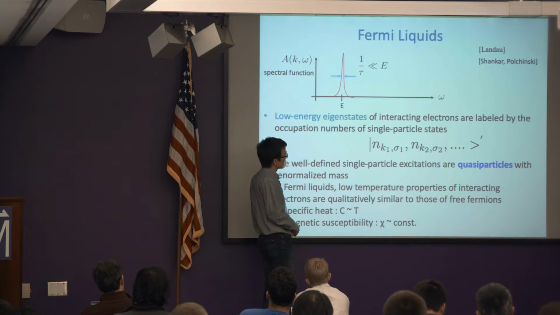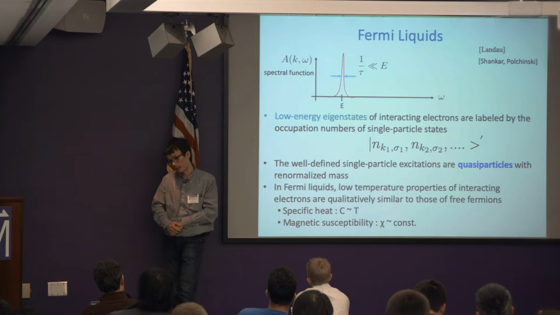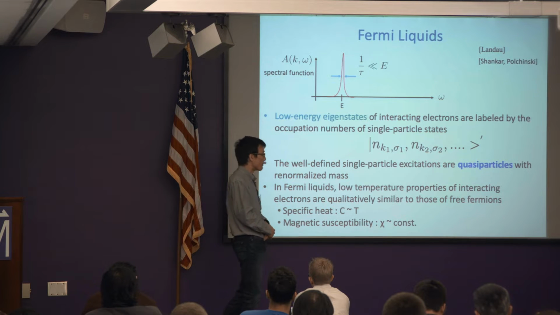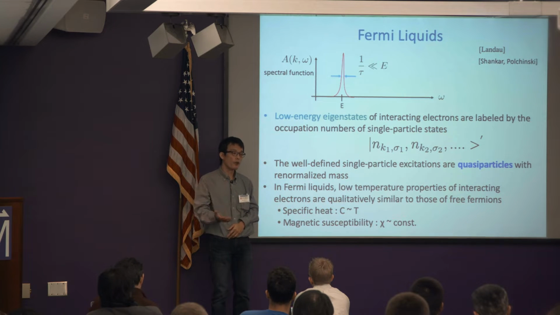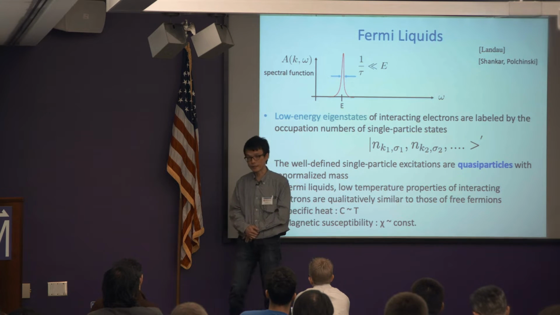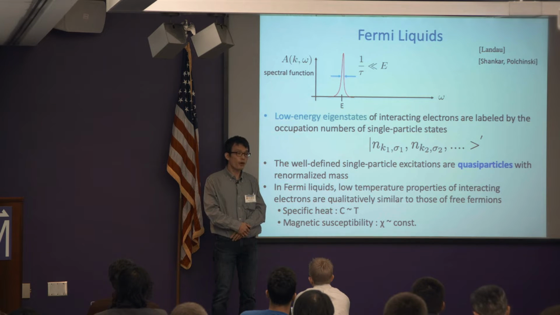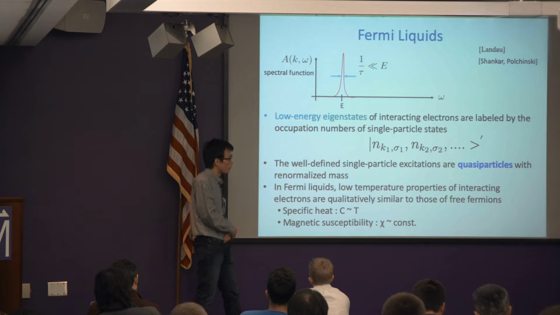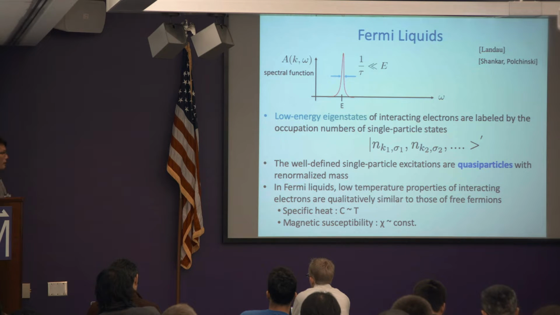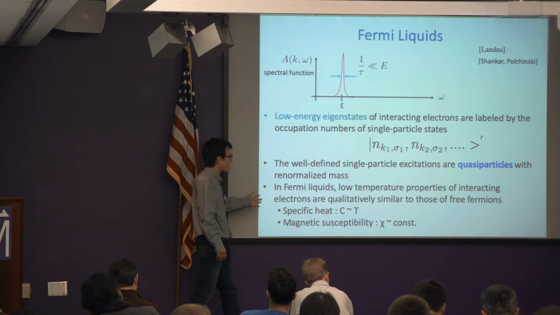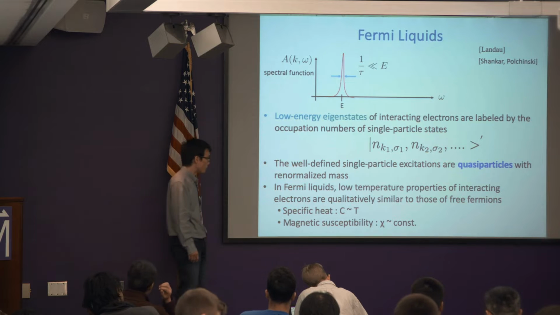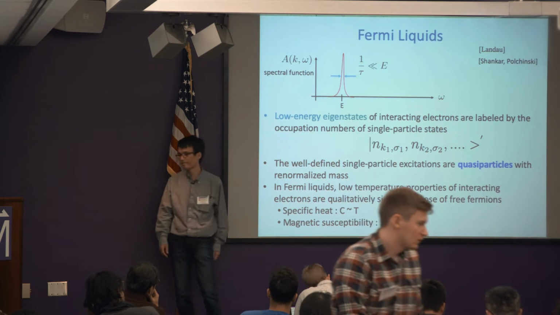So because of that, even in the presence of rather strong interaction, the single particle excitations are well defined, and many-body eigenstates at low energy are still labeled by occupation numbers of those single particle states. And this is quite a remarkable statement that one wouldn't expect naively. And because of that, many properties of an interacting Fermi liquid are qualitatively similar to those of free fermions. Okay?